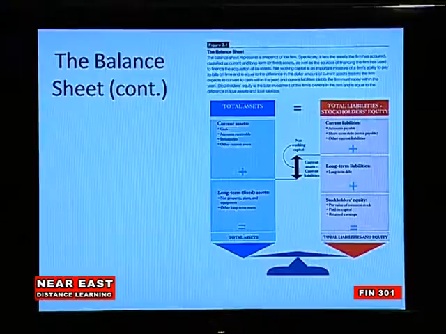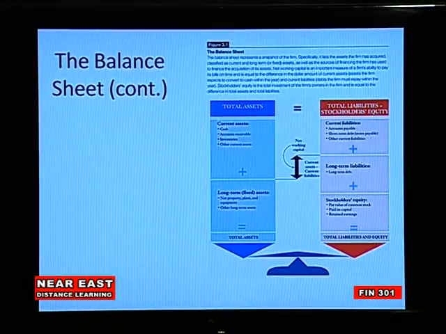Now, total current liabilities, short-term liabilities and long-term liabilities, plus shareholders' equity, equal total liabilities and equity. In this figure, total assets equal total liabilities and stockholders' equity.